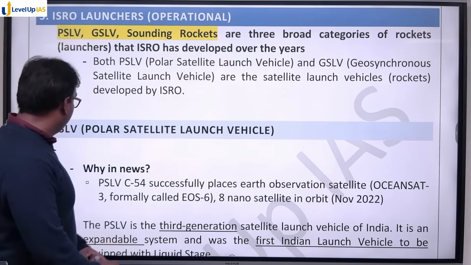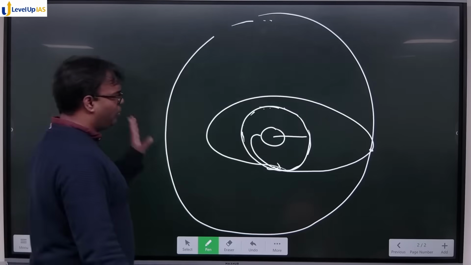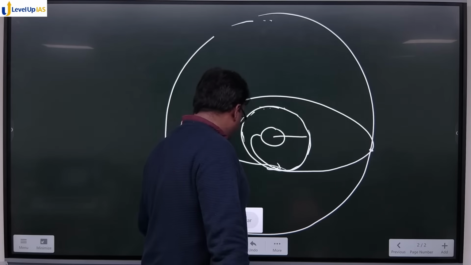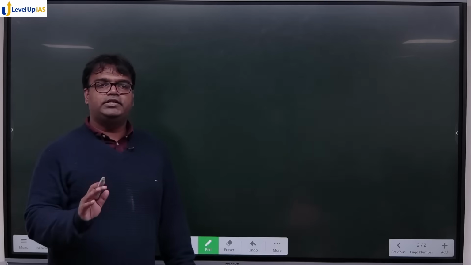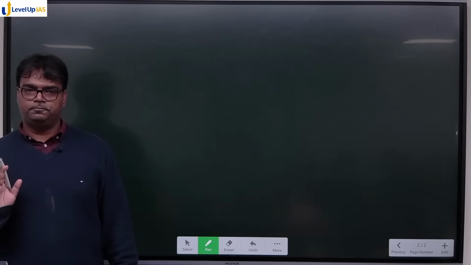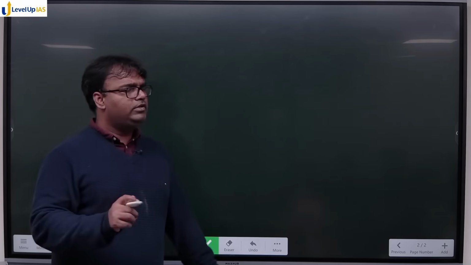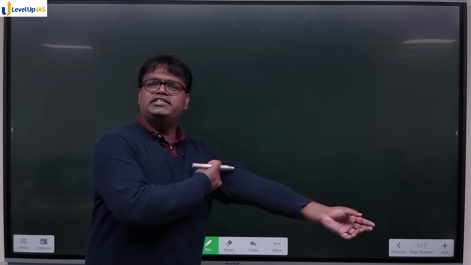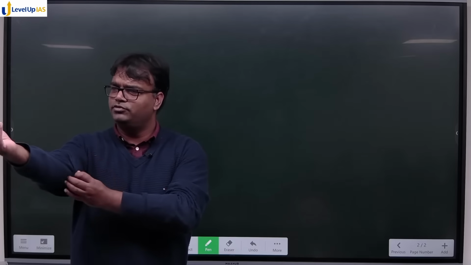Okay, let's come to rockets. Before we go into these rockets, like before we talk about PSLV, GSLV and other things, let's understand how rocket functions. At very basic level, how do rockets function? Then understanding PSLV, GSLV and all those things would be very easy.